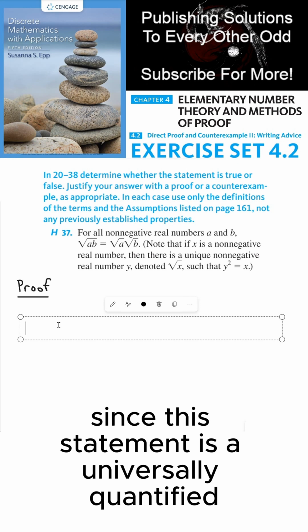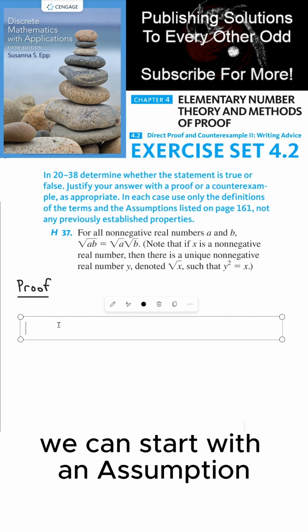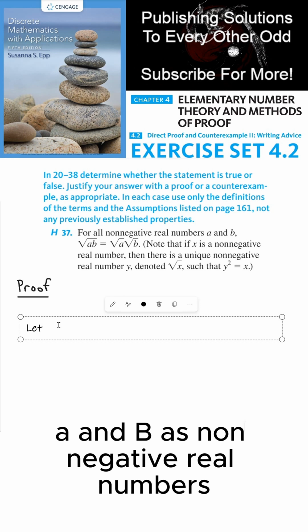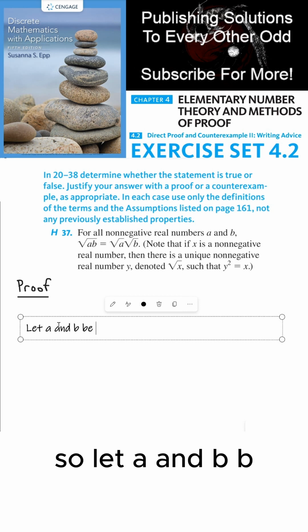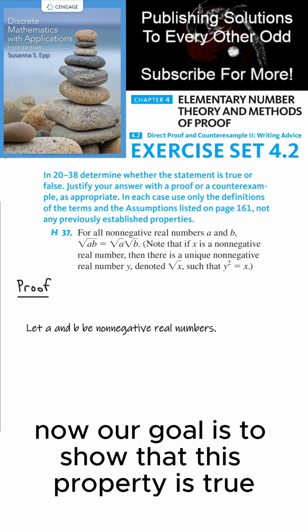So to start this proof, since this statement is a universally quantified statement about non-negative real numbers a and b, we can start with an assumption that instantiates these two variables a and b as non-negative real numbers. So let a and b be non-negative real numbers. Now our goal is to show that this property is true.